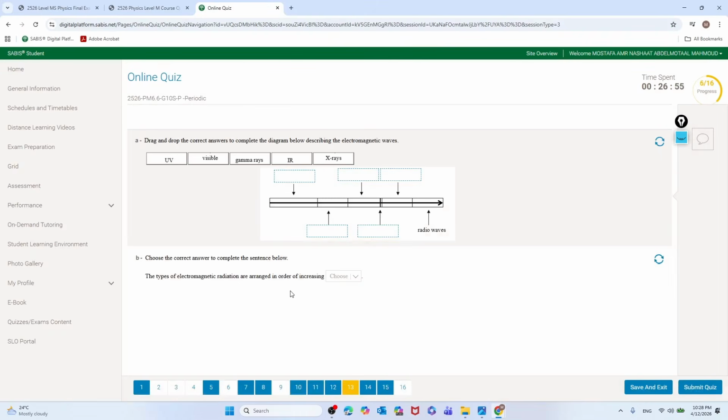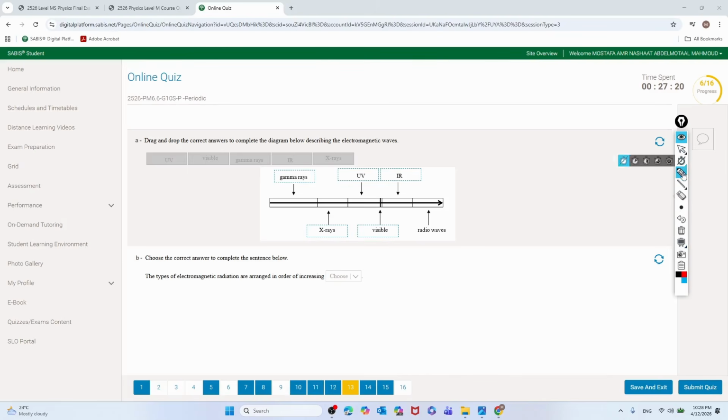Oh, yeah, you guys need to know this also. I forgot about it, but the last thing: you need to know the electromagnetic spectrum. It's easy, it's just memorizing it. There's nothing to explain here. Gamma rays, X-rays, UV, visible light, then infrared, then radio waves.